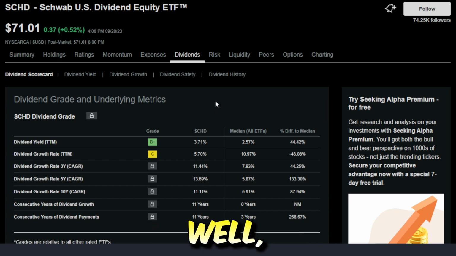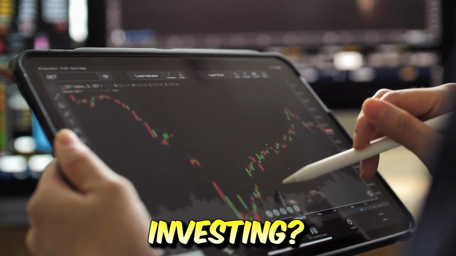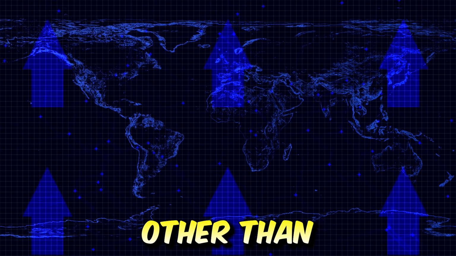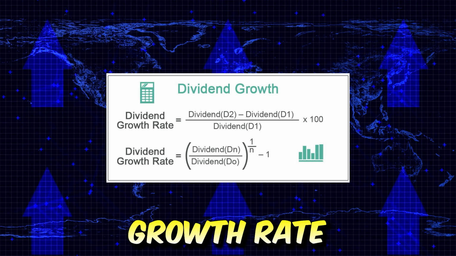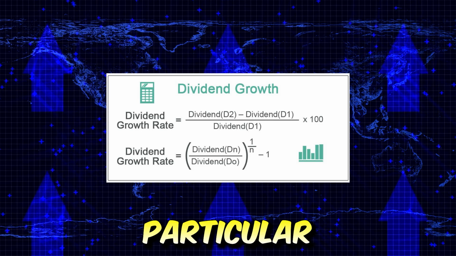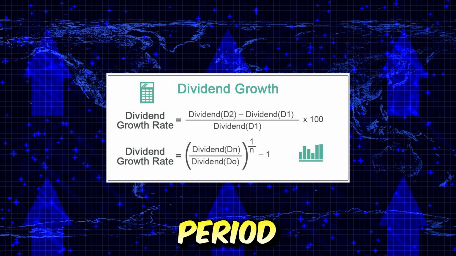So now you might be asking, well, that's great. What exactly is the so-called cheat code when it comes to dividend growth investing? What in the world is this metric? So the cheat code or metric we're talking about is none other than dividend growth rate. The dividend growth rate is an annualized percentage rate of growth that a particular stock or ETF's dividend undergoes compared to the 12-month period before that.